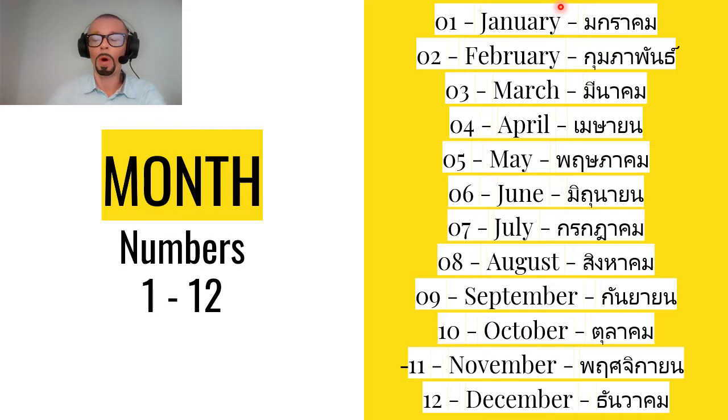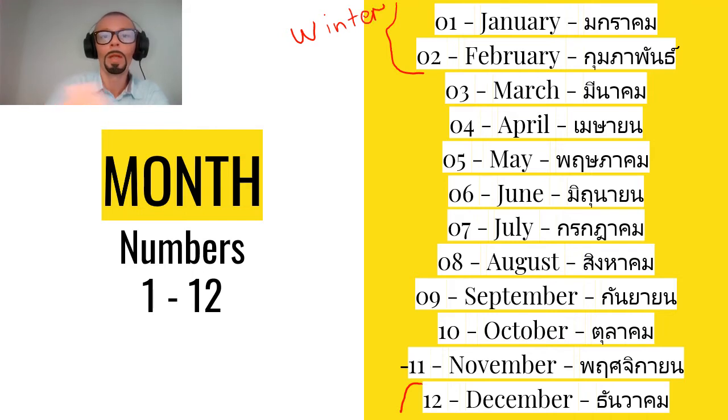Now, while we see all of the months, I would like to explain about the seasons. Seasons are a little bit confusing, because the season doesn't start together with the numbers. Actually, the season starts right here at number 12. It starts on number 12 and ends on number 2. And this is season number 1. This is winter. So winter is December, January, and February. 3 months.